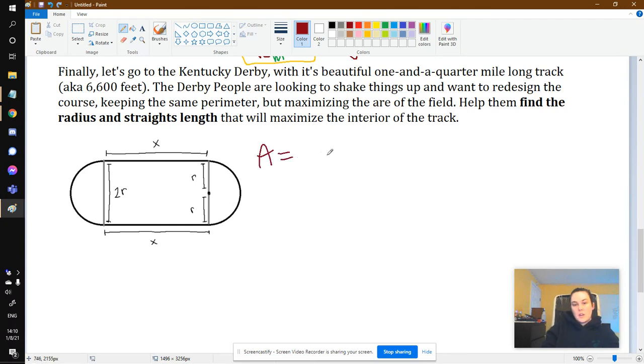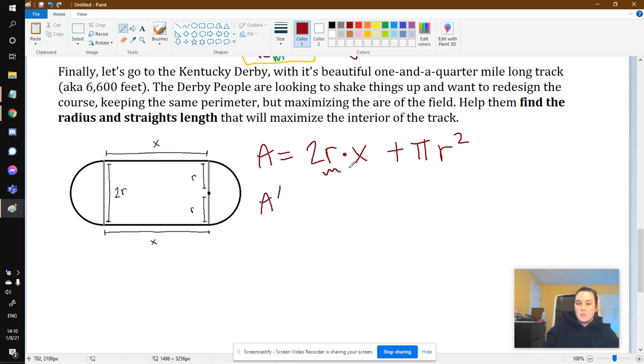If we want to maximize area, we need an area equation. The area equation for this one's kind of weird. The area equation for this one is going to be this rectangle, which is 2r times x, plus these two half circles, which together make one circle, and the area of the circle is just pi r squared. Cool, we've got our equation.